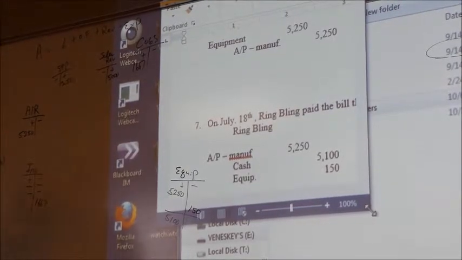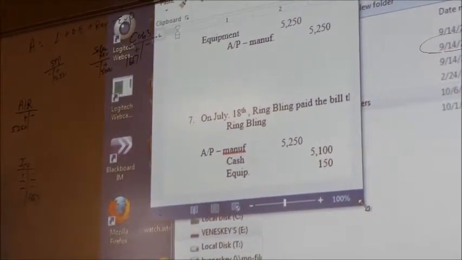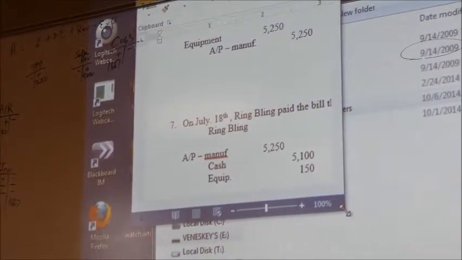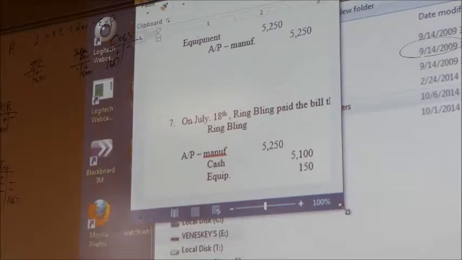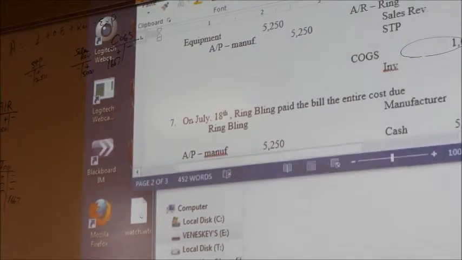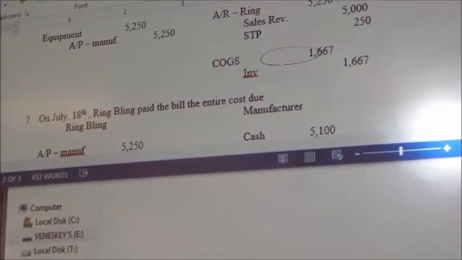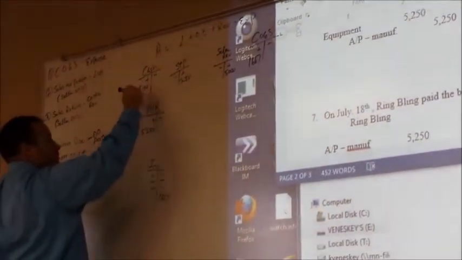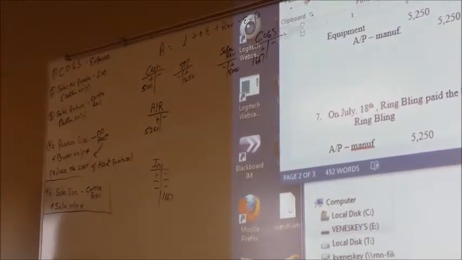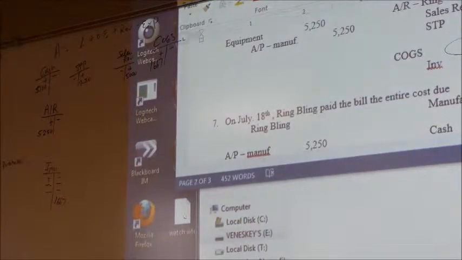Okay, let's go over to the other side now. The manufacturer. What'd the manufacturer get? They got cash. How much? 5,100. Good. 5,100. Why did I get the cash? Because Ring Bling paid their balance. Yep, Ring Bling paid their balance.